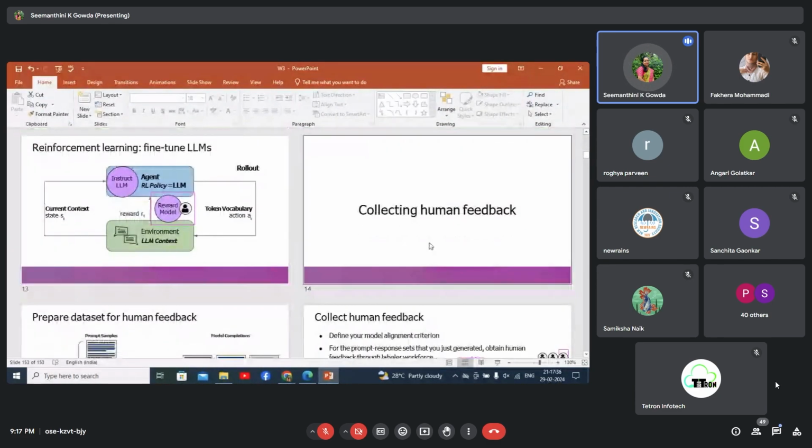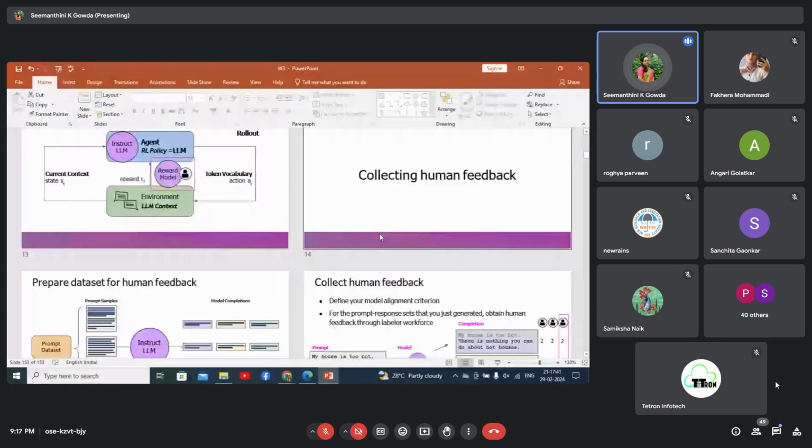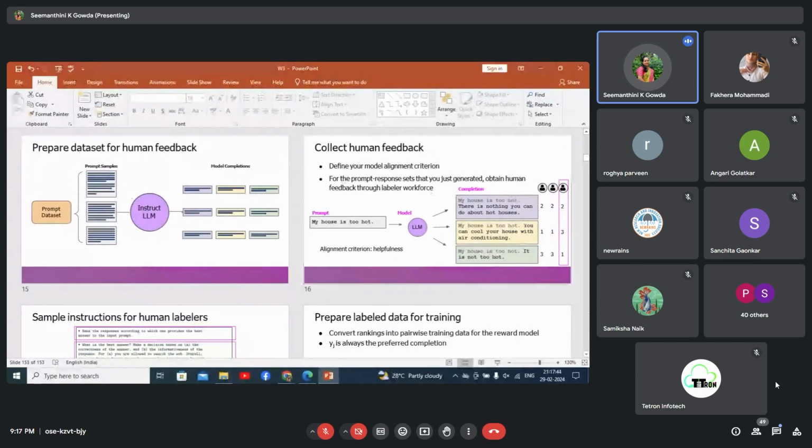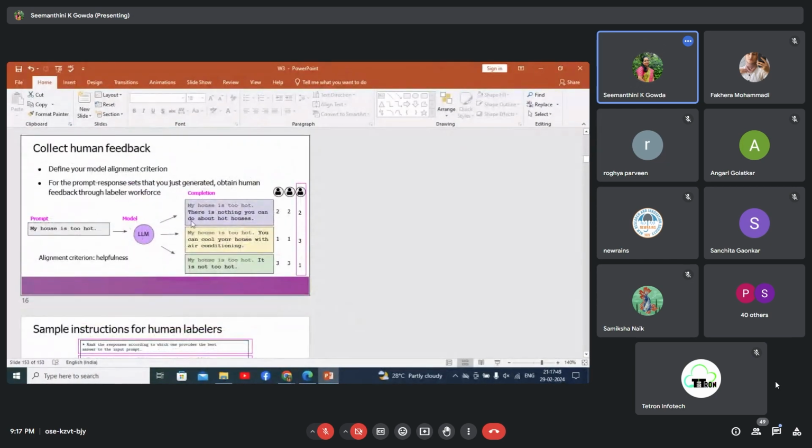Or, as another example, consider the human feedback we have collected. You can have a look at it. Every time, the human feedback will also not work. My house is too hot. That is the input I have given to the LLM. Completion you can observe: My house is too hot. There is nothing you can do about hot houses. You can cool your house with air conditioning. It is not too hot, right?